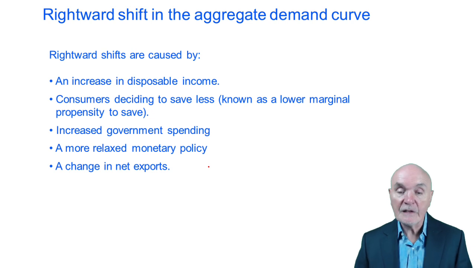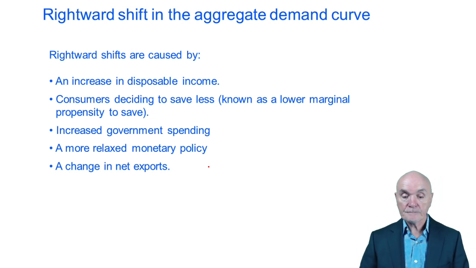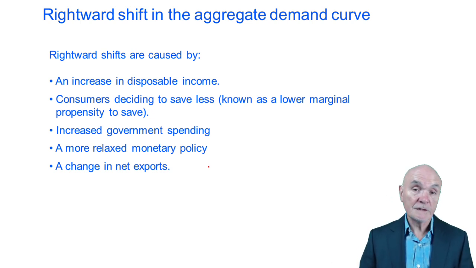Ways in which that could happen: an increase in disposable income, maybe by reducing tax.